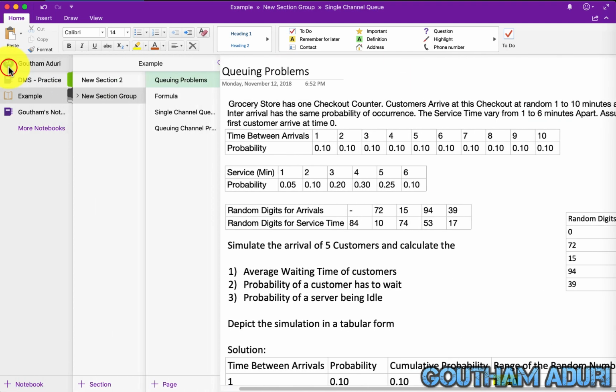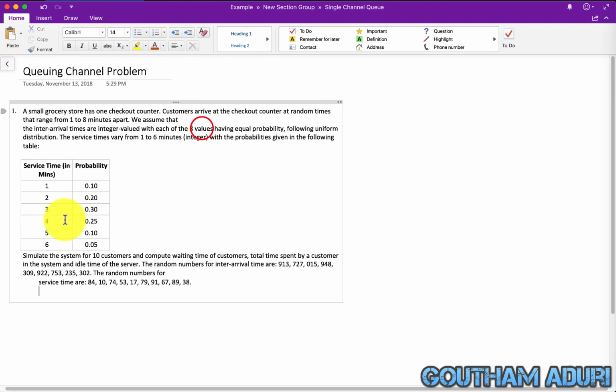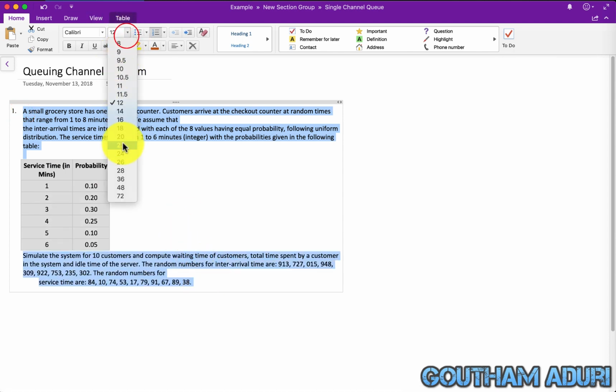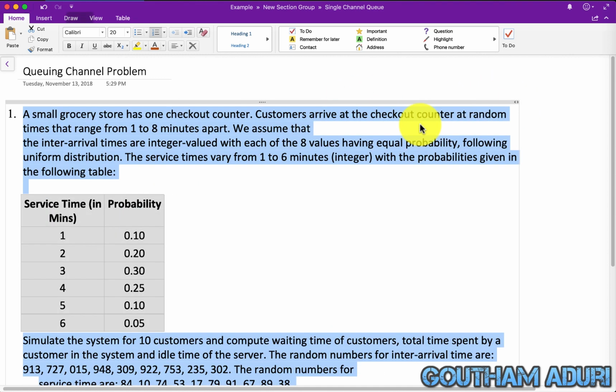I will show another type of problem, how we can solve when no values are given. For this problem, I'll just increase the font size so that it will be better, like this.